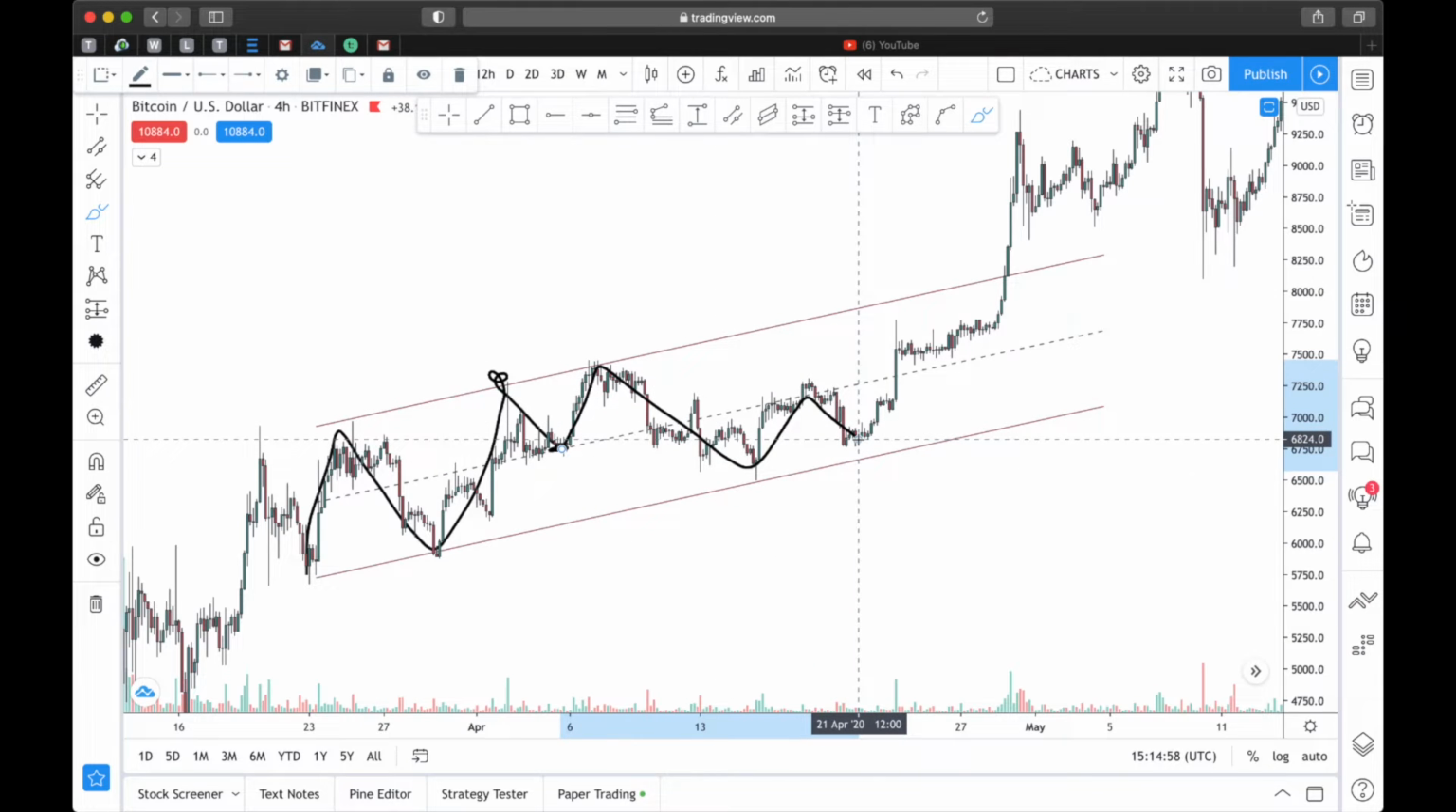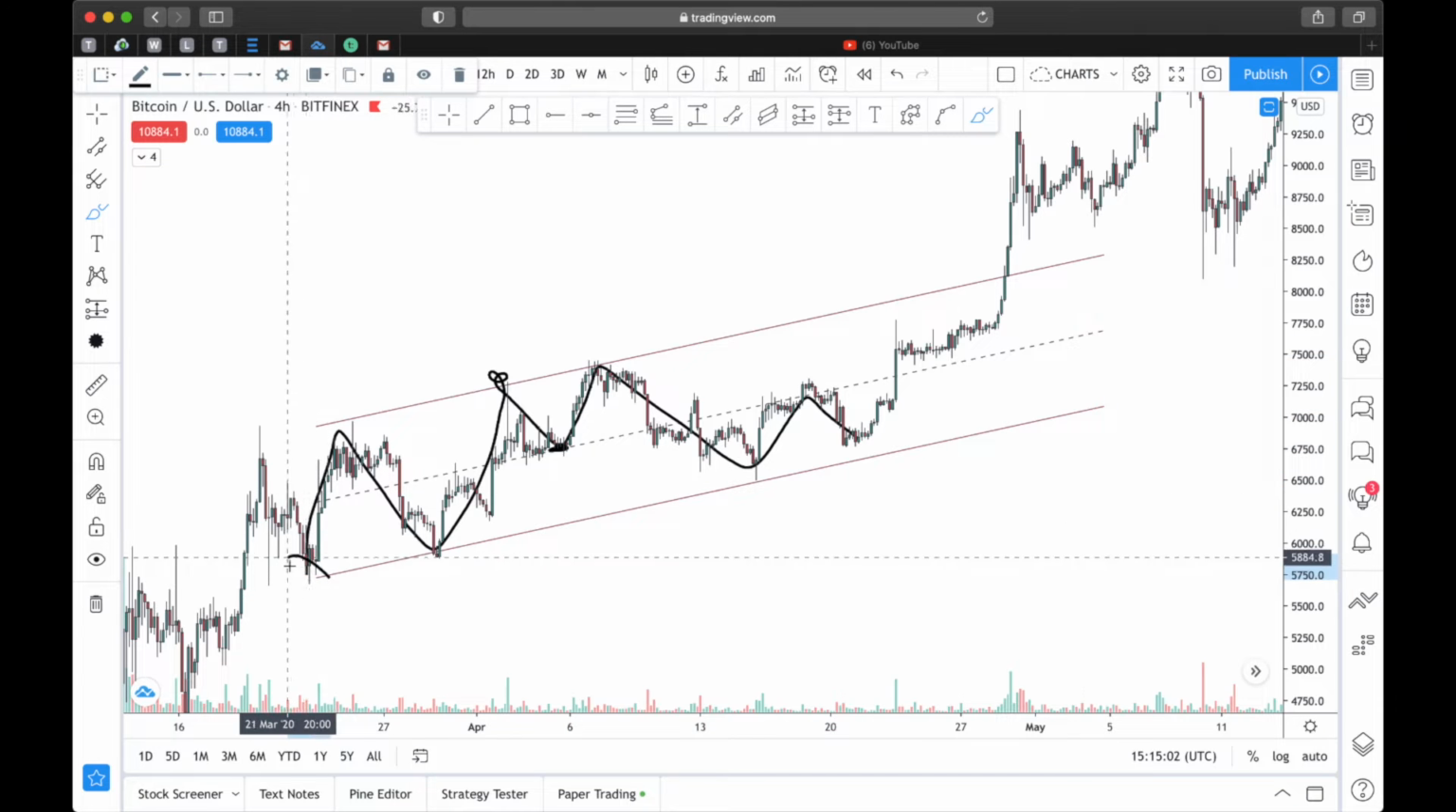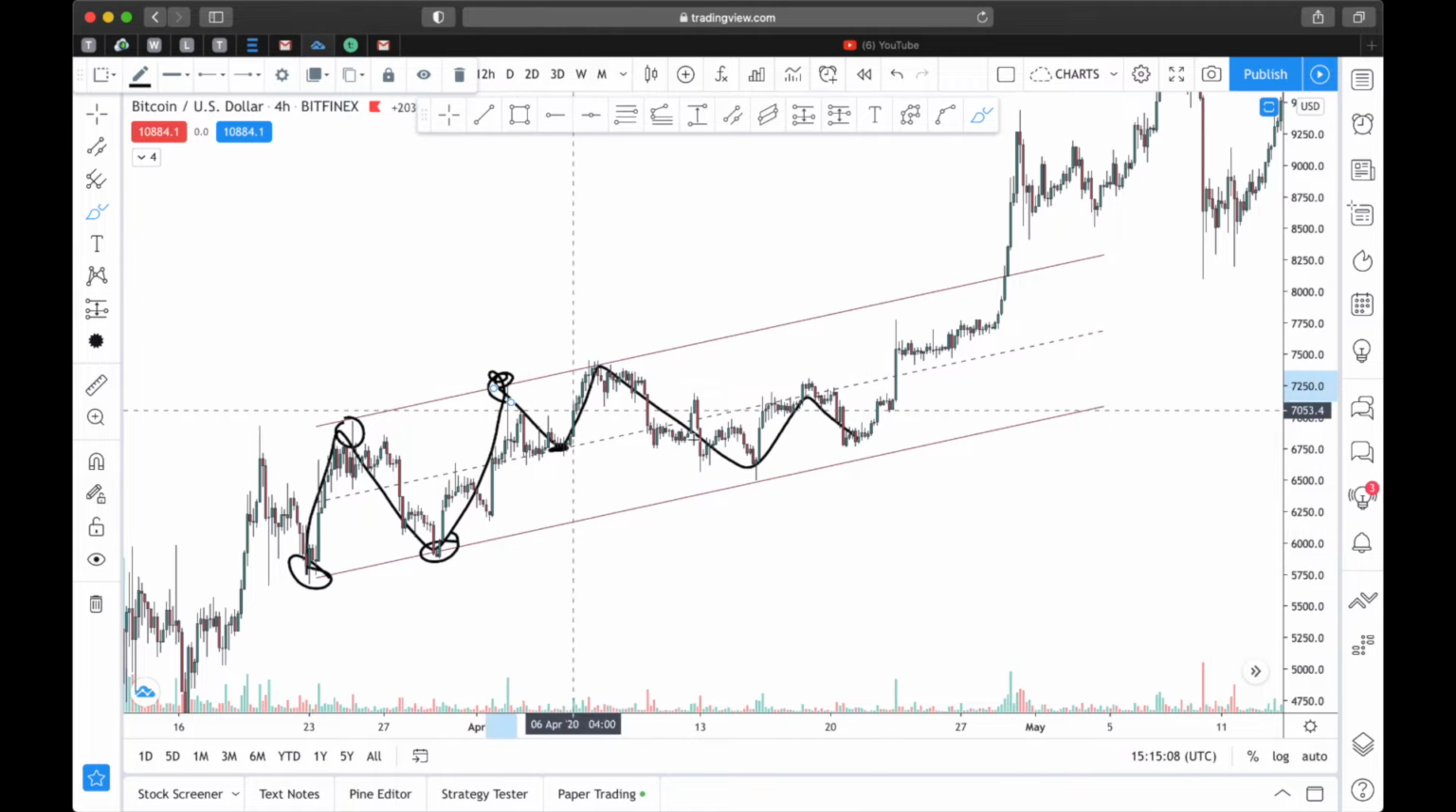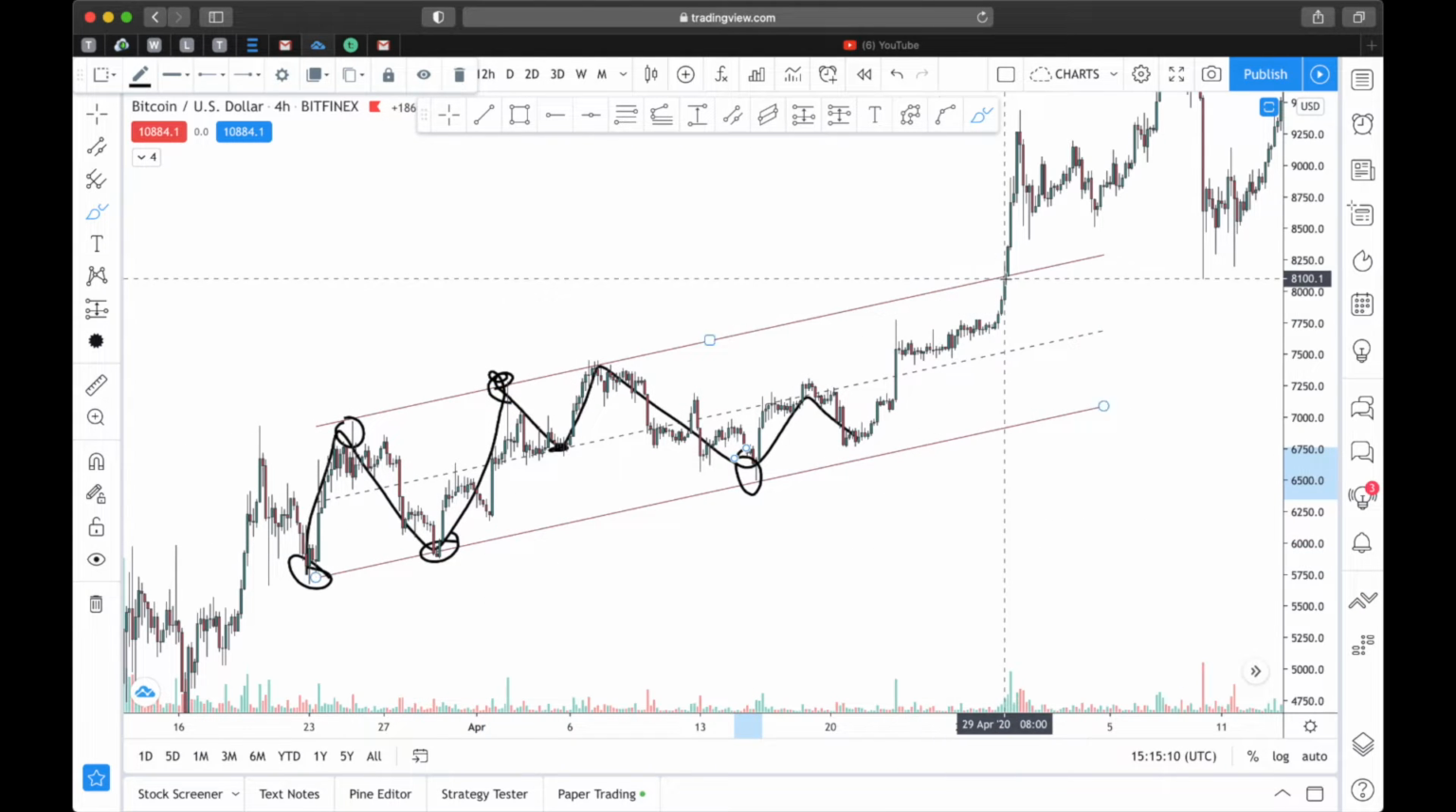So if you are to be taking a trade in between this channel, you are going to be taking a long trade here, you are going to be buying here, you are going to be selling here. You're going to be buying here, you are going to be selling here. You're going to be buying here, you are going to be selling here.